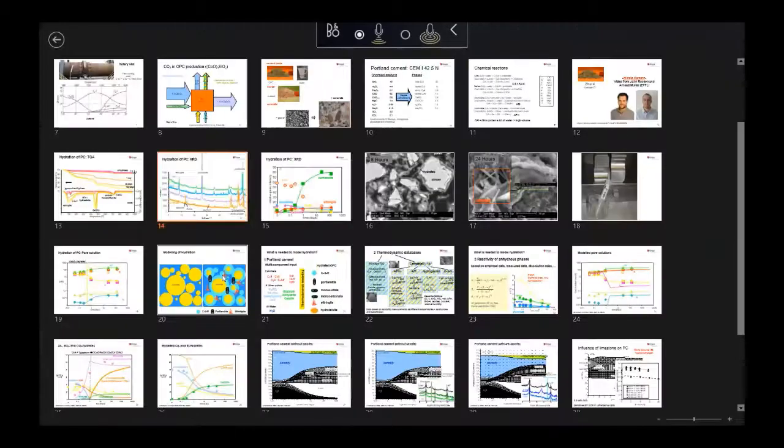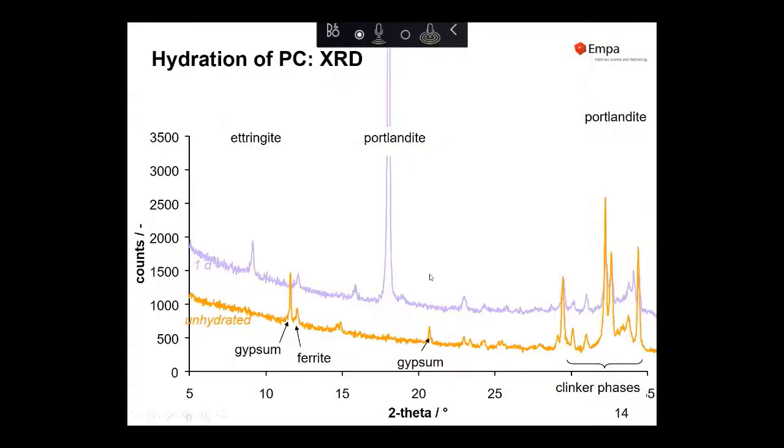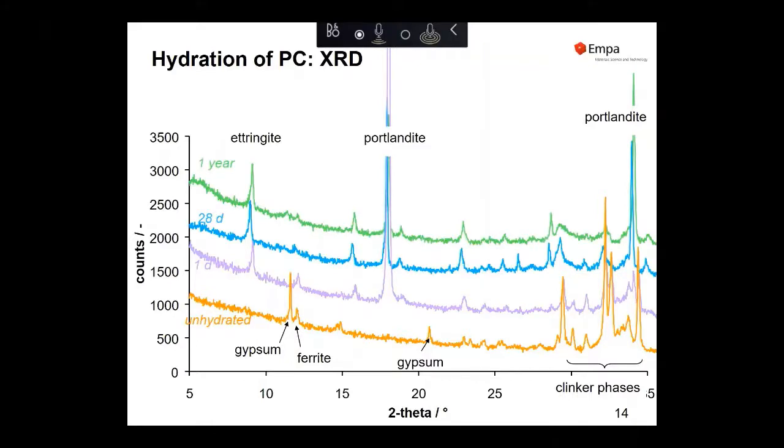We can follow the same thing by using XRD. And the thing we can see is here we have all the signals of the clinker phases. We can see that they disappear relatively rapidly within the first 1 or 2 days, and that we start to form new hydrates, for instance, ettringite here, portlandite, C-S-H, which we cannot see well by XRD, as well as some AFm phases where we have the signal here.